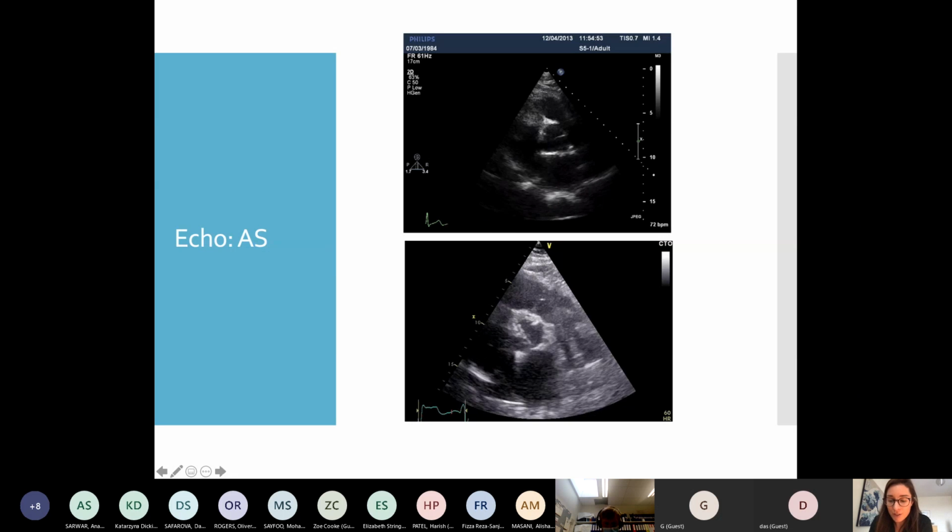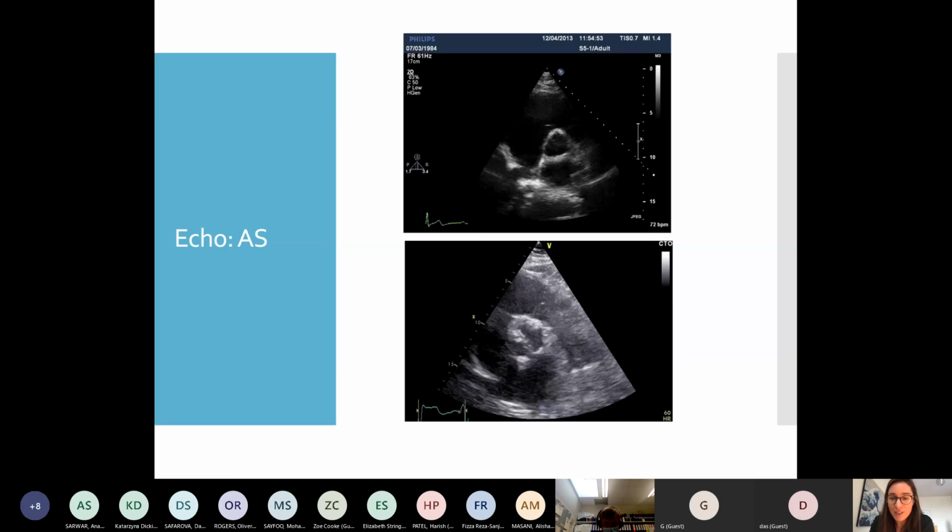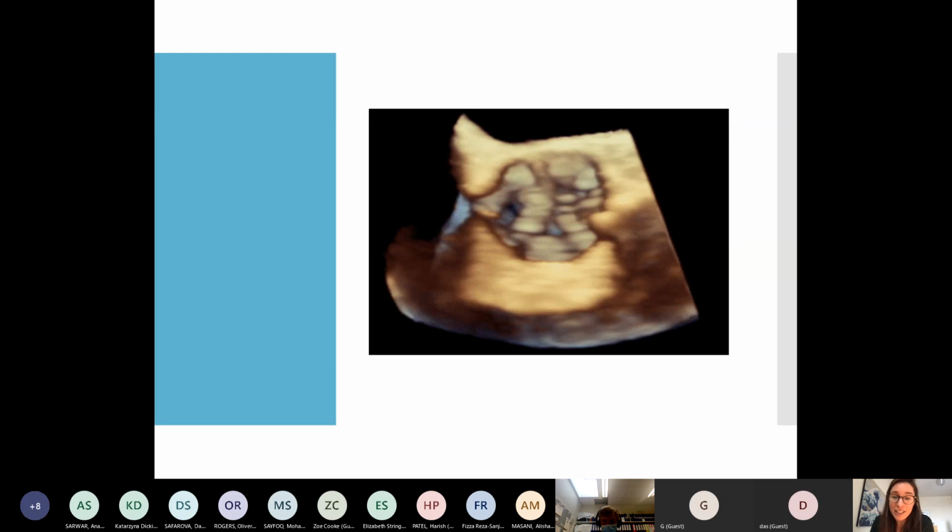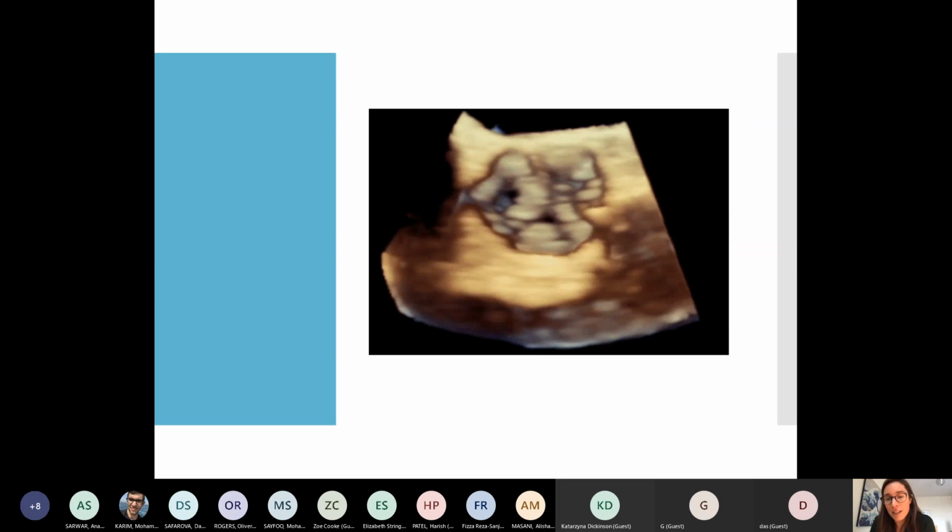I'm not going to show you too much echo at the risk of losing some of the audience, but our physiologist very kindly helped me out with some of these pictures. And I think it would be a bit heartbreaking if I didn't at least show you the 3D image of the valve. So this shows the valve in 3D, and you can see that it's very thick and it's barely opening.